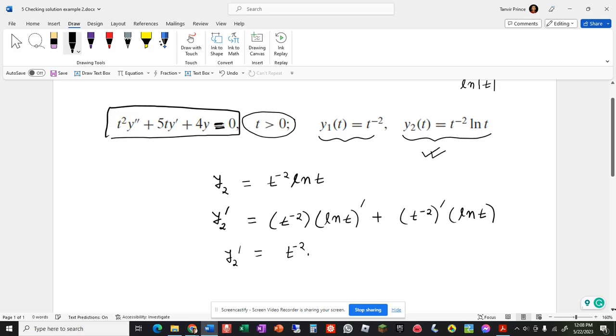The derivative of ln of t is 1 over t, or t to the power negative 1. Same thing. Plus the derivative of t to the negative 2 is negative 2t to the power negative 3. Remember, the derivative of t to the n is n t to the power n minus 1, right? So you subtract 1 from the exponent, right? And of course, you multiply by ln of t. So this I copy.